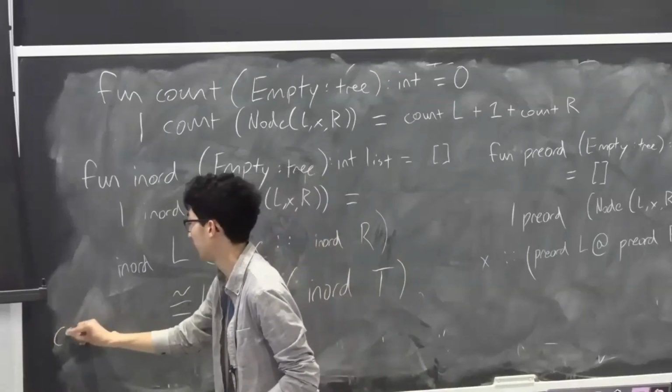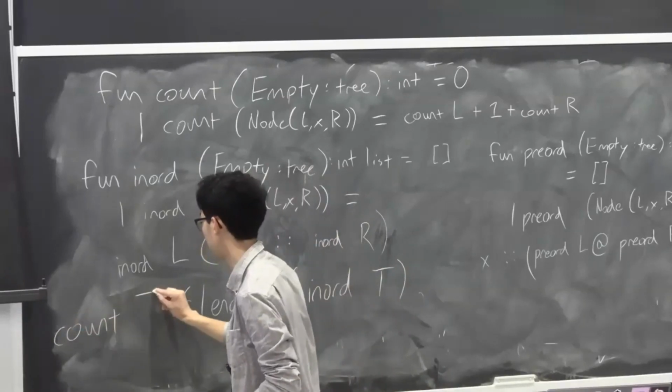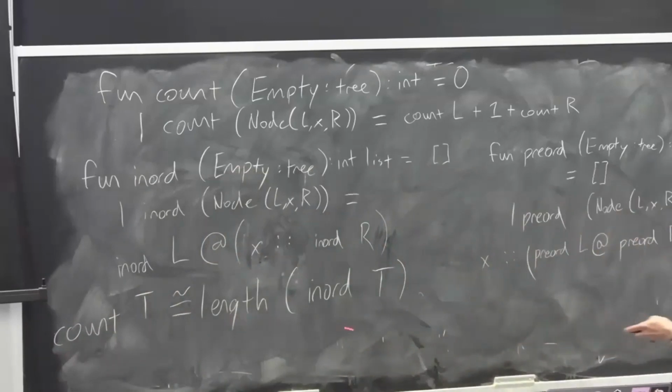But this should be essentially equivalent to count of t. Okay? That's our idea. That's why we defined inord. All right. But now we wouldn't have had to write count if we wanted to. All right. Okay. And I already showed you this.